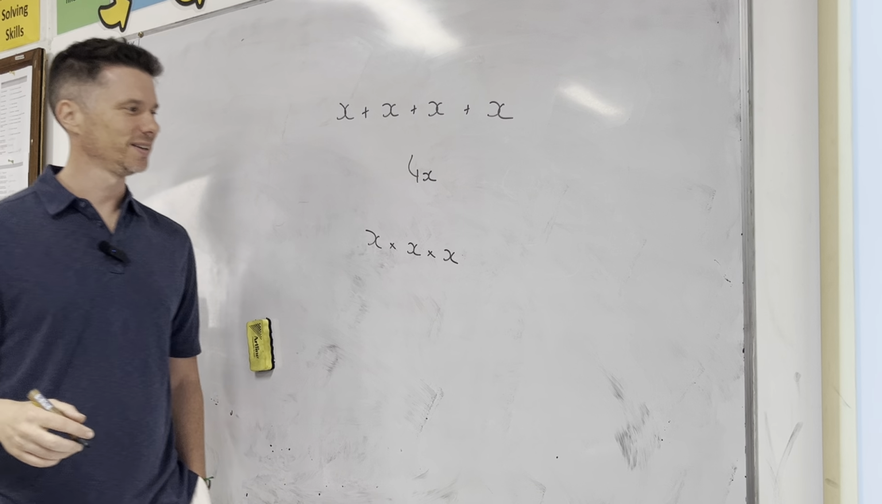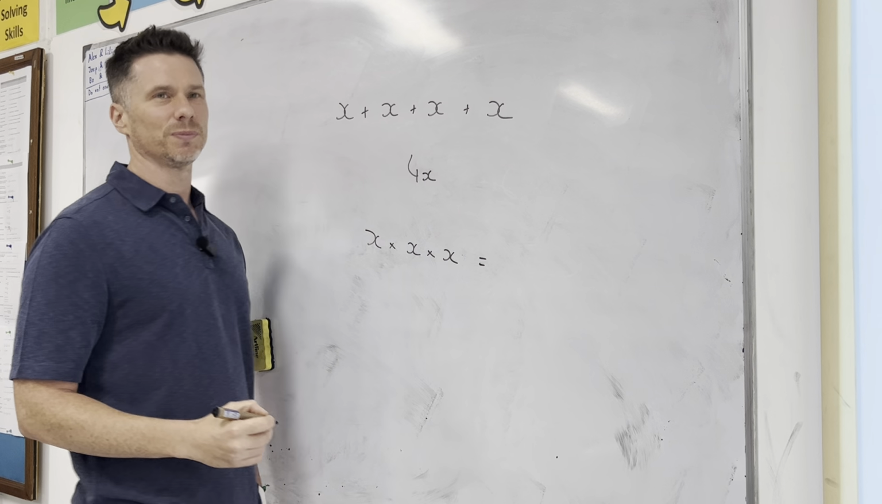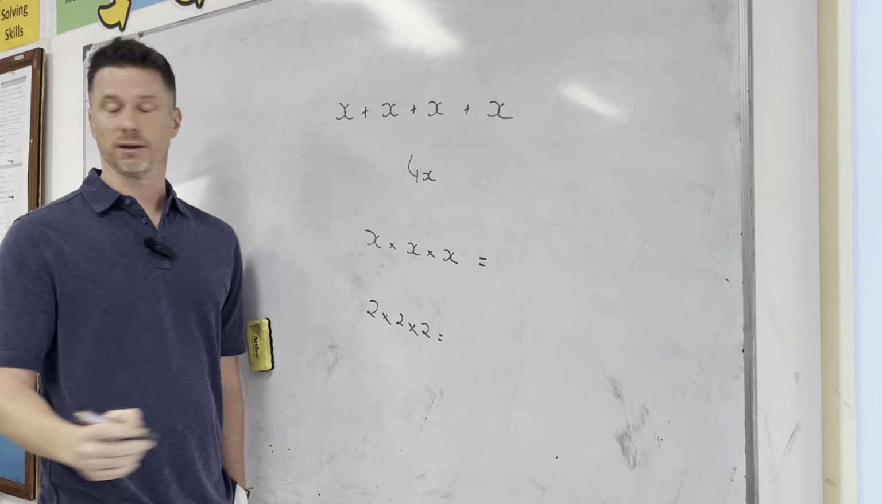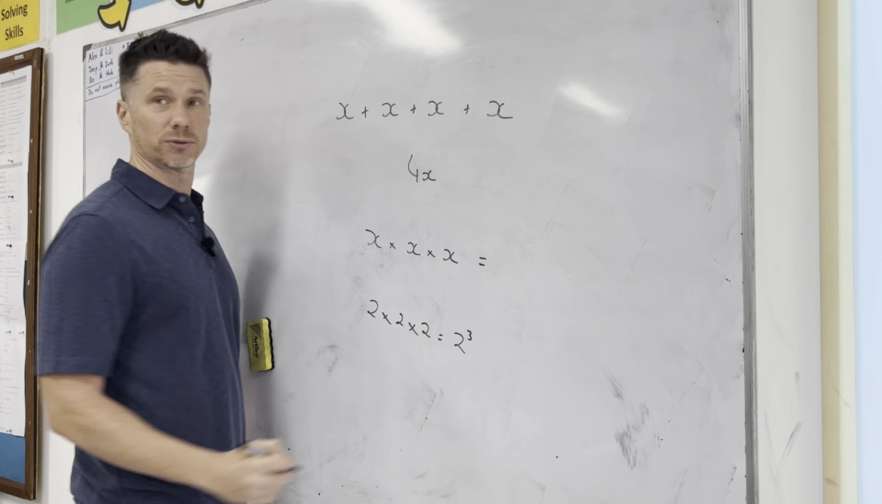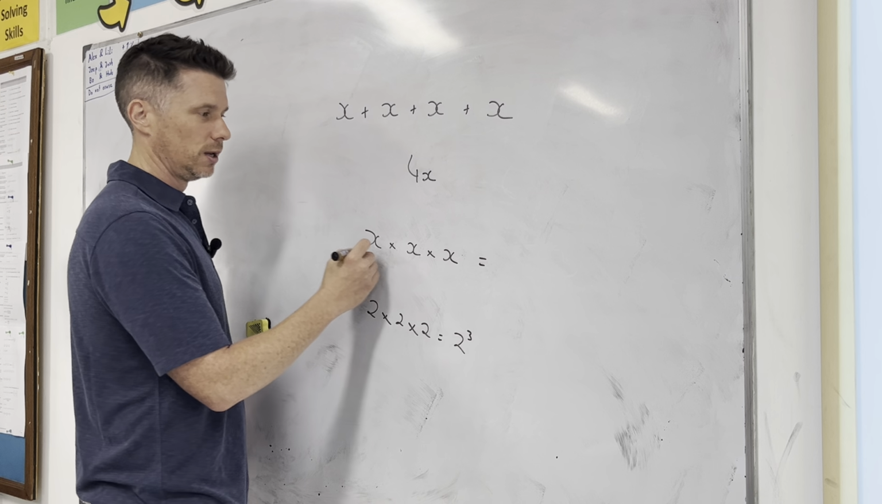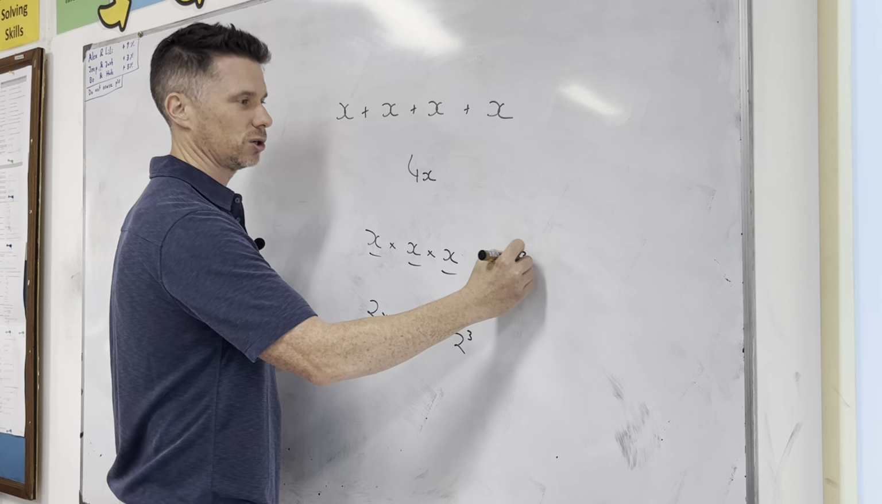Yeah, a few people have it. If I repeat something, so if it was 2 times 2 times 2, we did earlier on in the year, that's 2 to the power of 3. That's what powers are. A repeated multiplication is a power. X times x times x is x cubed.